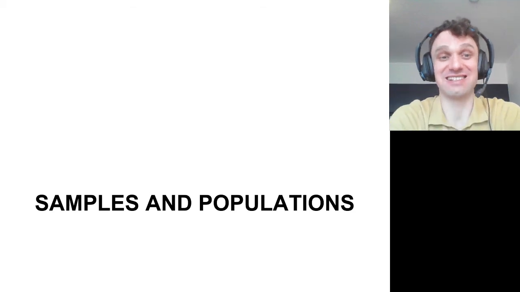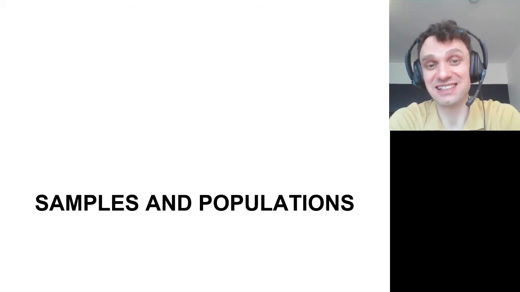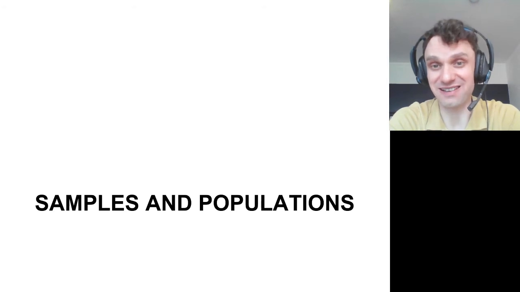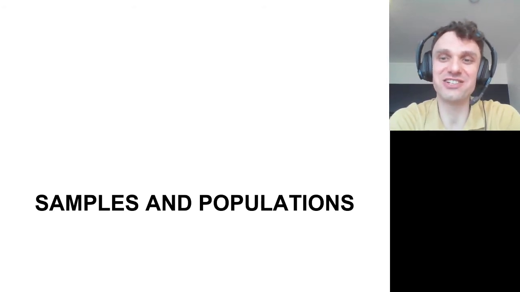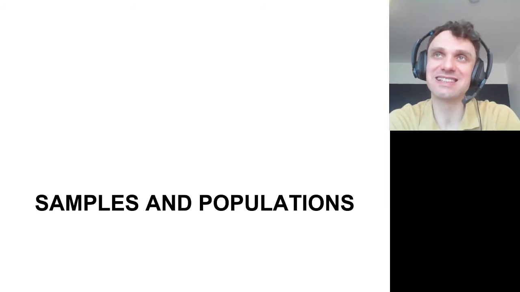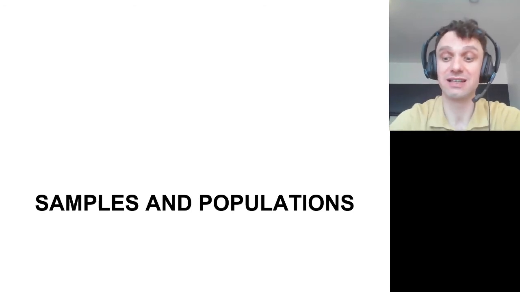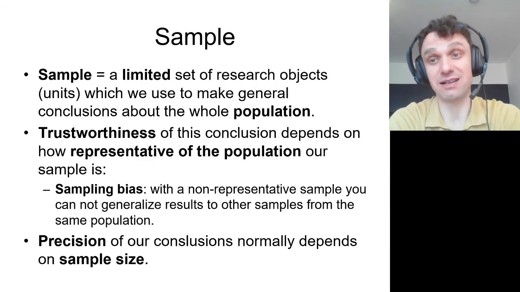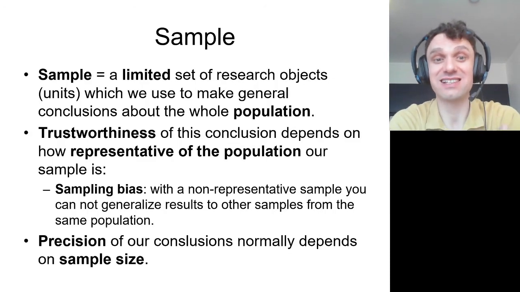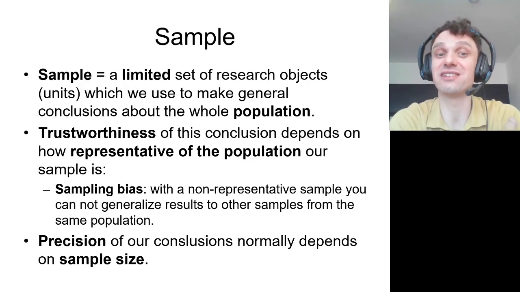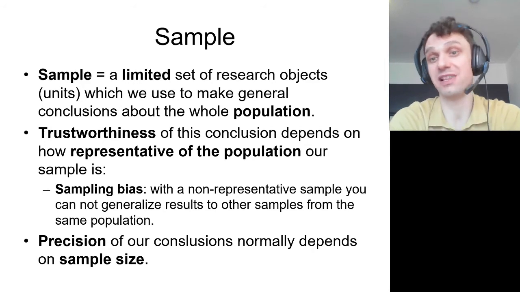In most cases, of course, we are interested in collecting our own data, and we face this issue of sampling. So now we will spend some time discussing different aspects of a sample and different sampling strategies that we can use to make sure our sample is a good one. What is a sample? Basically, a sample is a limited set of research objects which we use to make general conclusions about the whole population.